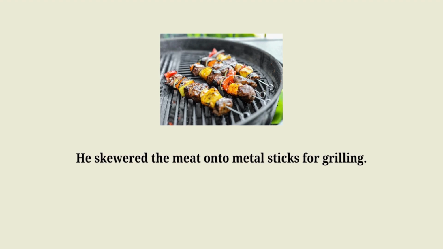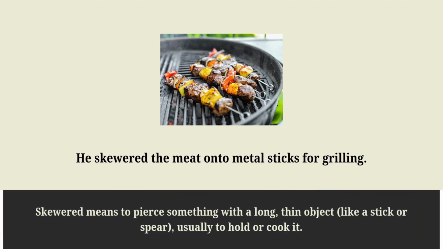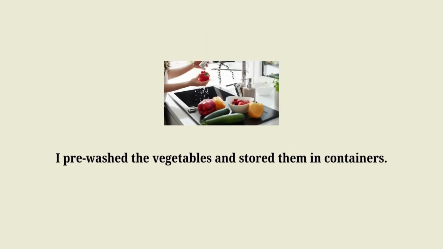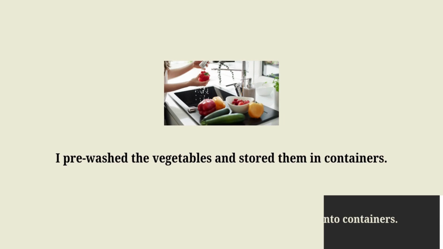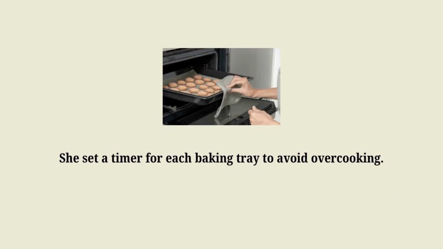In general, skewered means to pierce something with a long, thin object, like a stick or spear, usually to hold or cook it. I pre-washed the vegetables and stored them in containers. In simple terms, I washed the vegetables before cooking and put them into containers. She set a timer for each baking tray to avoid overcooking.